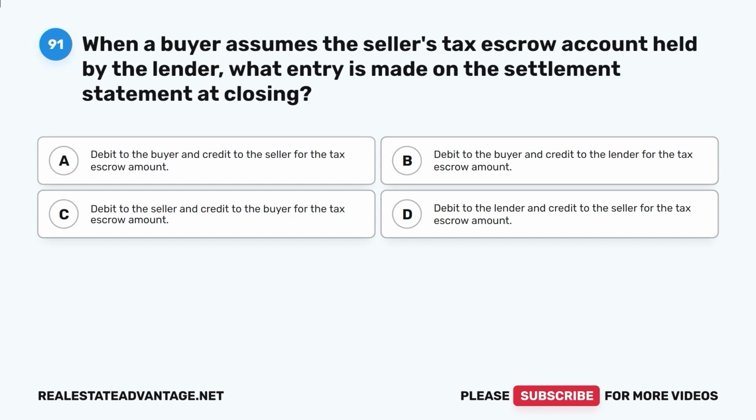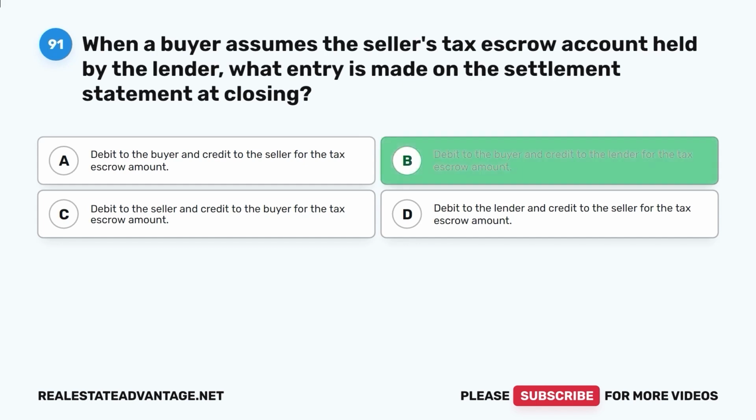A. Debit to the buyer and credit to the seller for the tax escrow amount. B. Debit to the buyer and credit to the lender for the tax escrow amount. C. Debit to the seller and credit to the buyer for the tax escrow amount. D. Debit to the lender and credit to the seller for the tax escrow amount. The correct answer is B. Debit to the buyer and credit to the lender for the tax escrow amount.